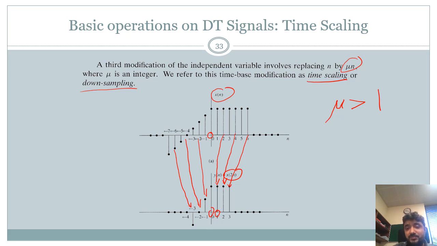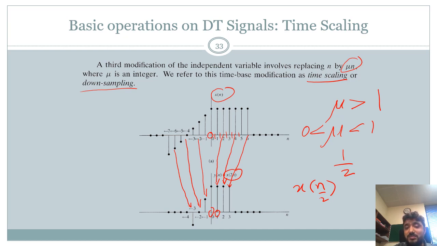But if you change this mu to be between 0 and 1, let's say instead of 2, this is 1 over 2, you're essentially upsampling. Now you want to basically create more samples than there were in the original signal. So you would be bringing in samples from this location, this location, this location, this location. So x of n over 2 would mean that for 1 you need a sample from 0.5, n is equal to 0.5. For 2 you need a sample from 1. For 3 you need a sample from 1.5.